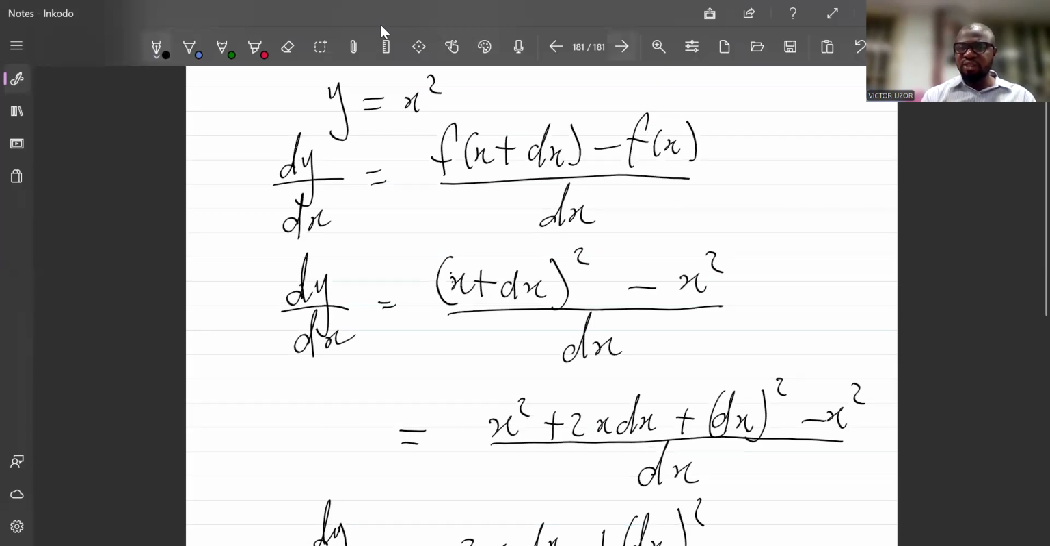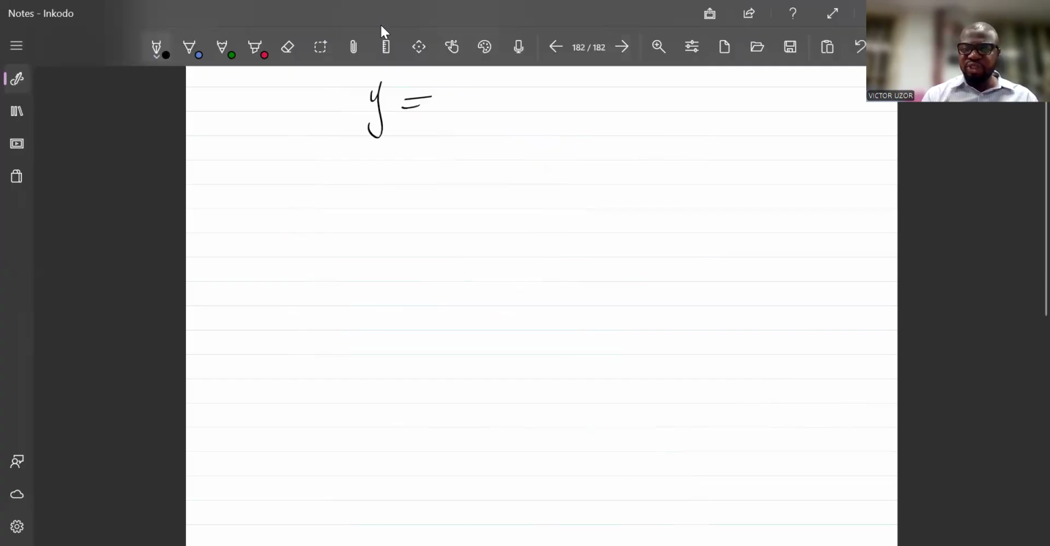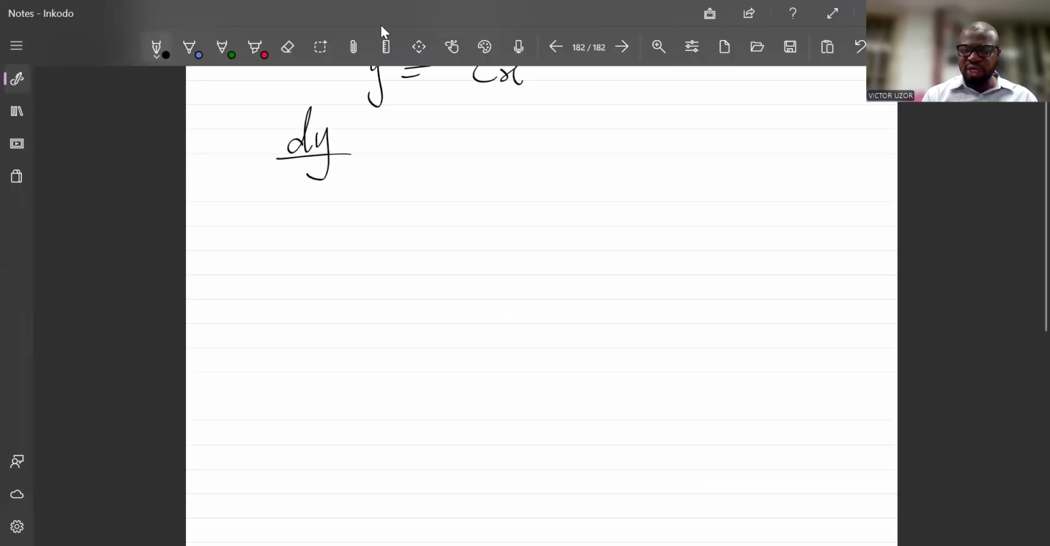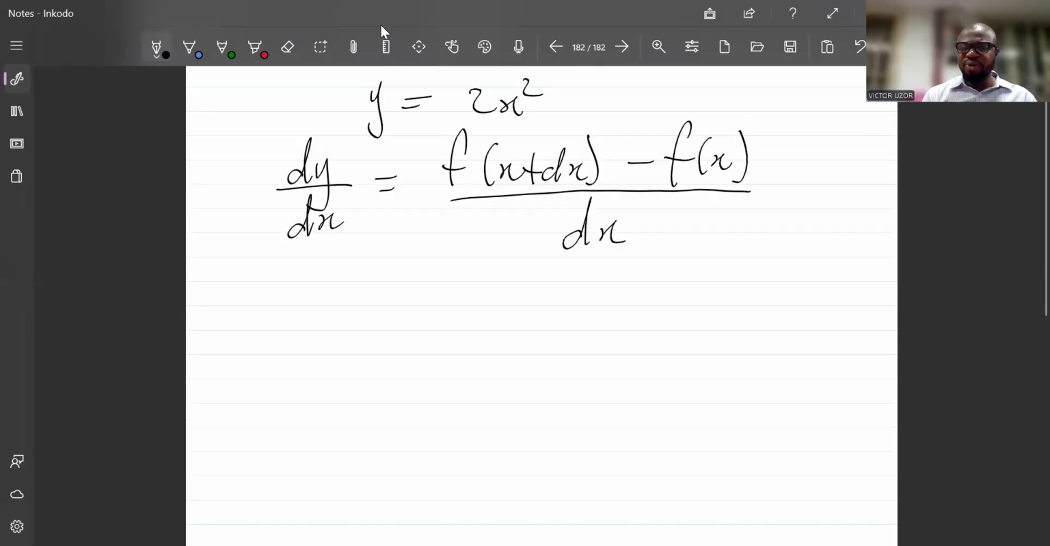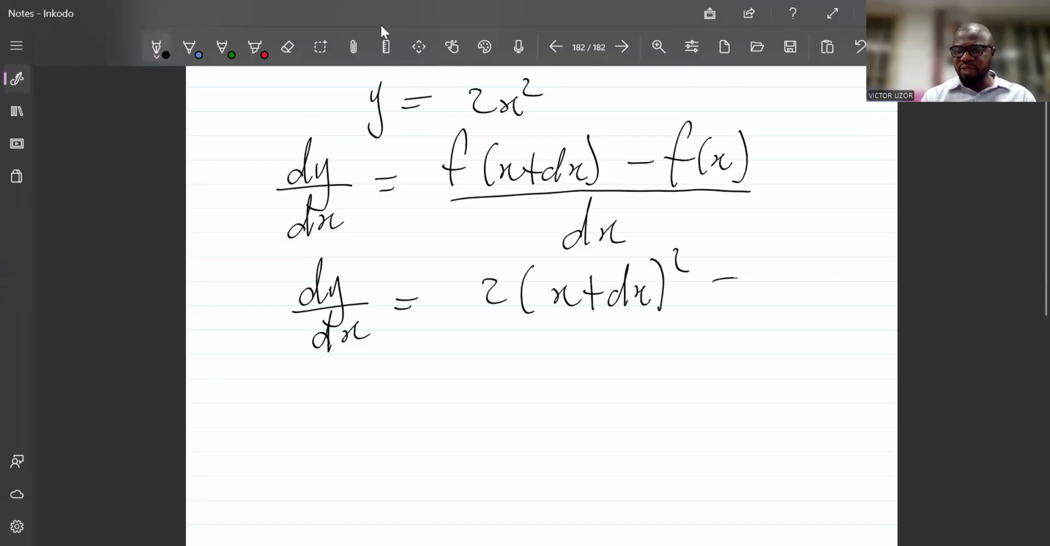Looking at this again, when you have y equals 2x squared, and you want to use first principle to solve it, how do you do it? Remember, the formula is dy over dx equals f of x plus dx minus f of x, all over dx. So now if I apply the formula, I will have dy over dx equals 2 in bracket x plus dx squared minus 2x squared all over dx.